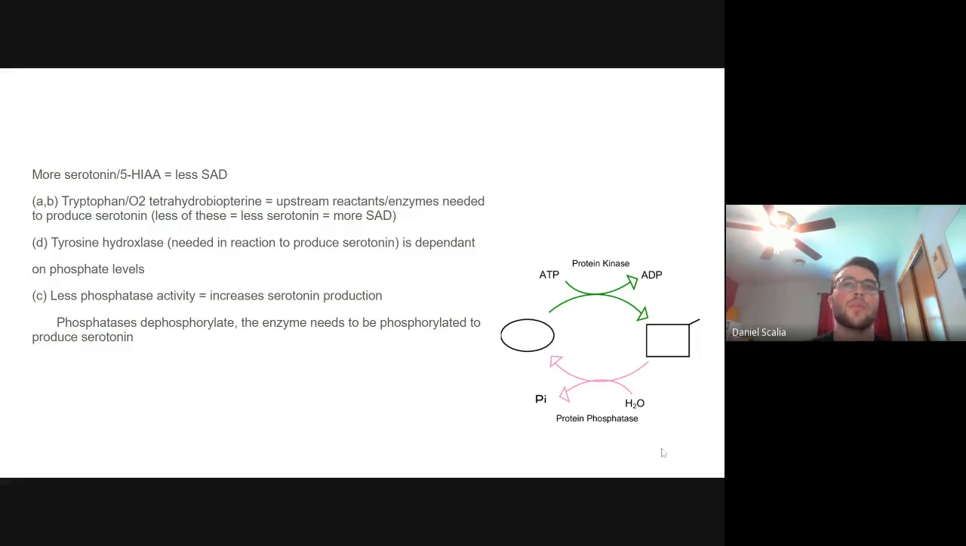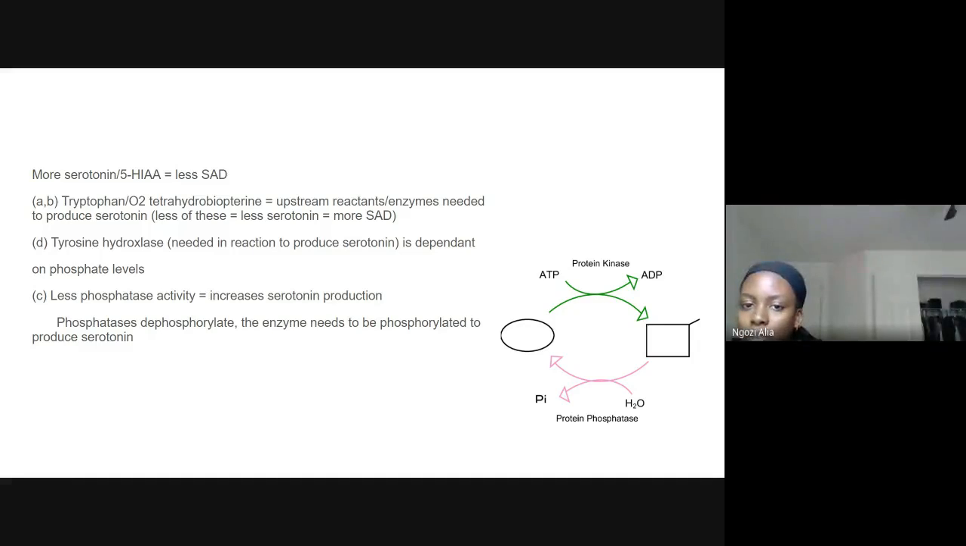And then also an important thing to know is that a phosphatase does the opposite of what a kinase does. That's very important to know for the MCAT. So you can see in this picture, they do the reverse of each other. That's how you can ultimately decide on C, because if you decrease the phosphatase activity, then you're going to result in increasing the serotonin production. So does anybody have any other further questions on that?